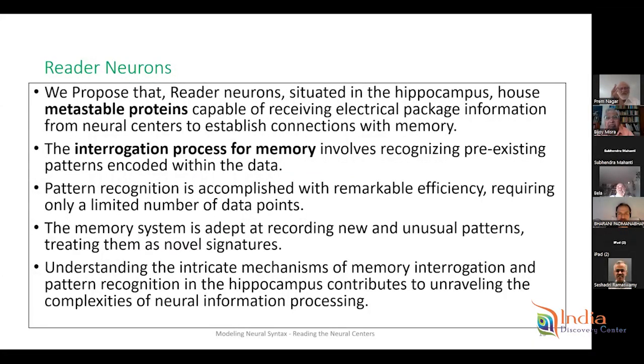Now, we propose that reader neurons situated in the hippocampus are proteins, which are metastable proteins, capable of receiving electrical packages, information from neural centers to establish connections with memory. The interrogation process for memory involves recognizing pre-existing patterns encoded with the data. Pattern recognition is accomplished with remarkable efficiency, requiring only a limited number of data points. The memory system is adept at recording new and unusual patterns, treating them as novel signatures. Understanding the intricate mechanism of memory interrogation and pattern recognition in the hippocampus contributes to unraveling the complexities of neural information processing.